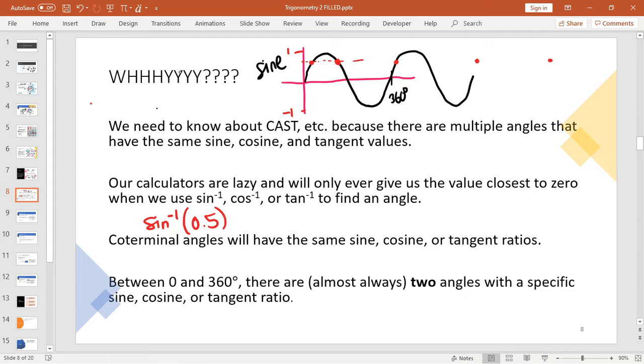The coterminals are easy. We already said that up top. But yeah, there's usually, except for if you're at certain points like this one or this one, two angles that would have the same sine value. So this is the same height as that. That's the same sine value. You need to find the one that your calculator will give you, which will be the one closest to 0, which will be that. But you need to find the second one somehow. This is why we're doing all this. So let's go through the process of finding multiple angles.